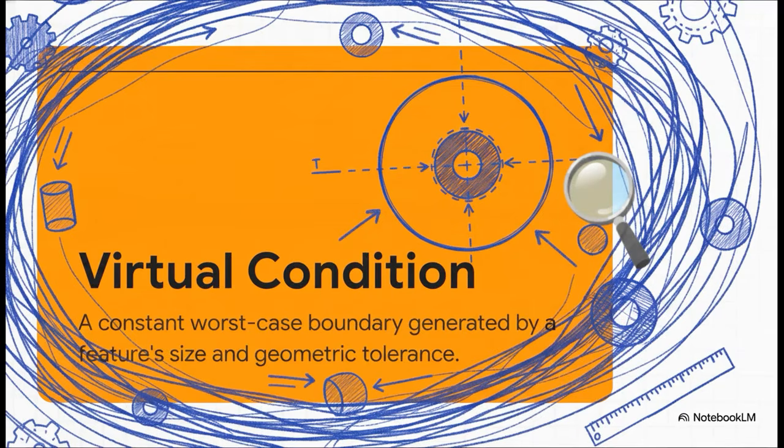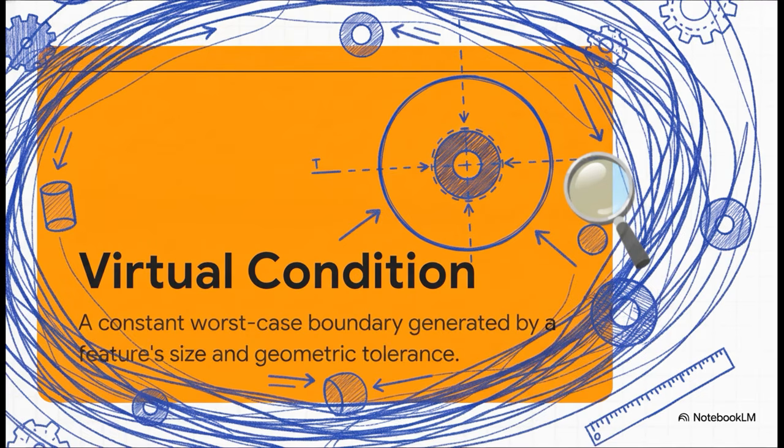So, the crucial point that ties this whole shebang together is understanding virtual condition, or VC. ASME Y14.5 section 3.7 defines this as the absolute worst-case boundary that a feature can generate. Basically, it is a constant, completely unmoving boundary generated by the collective effects of a feature's MMC or LMC size along with its geometric tolerance. I like to think of it as an invisible 3D envelope floating in space.